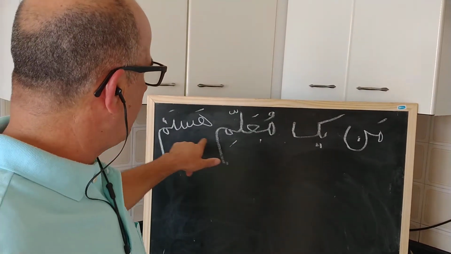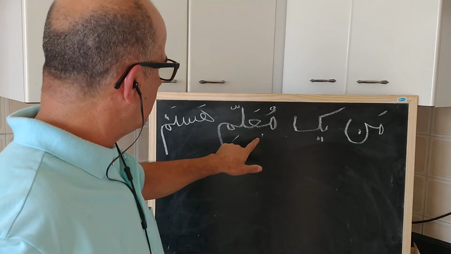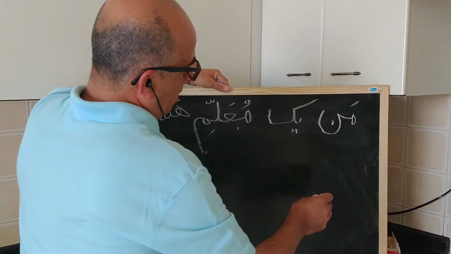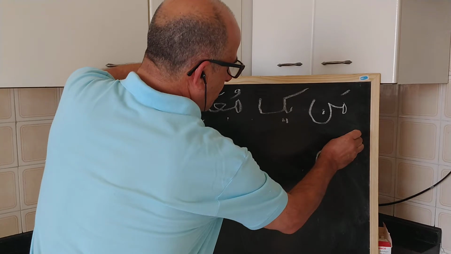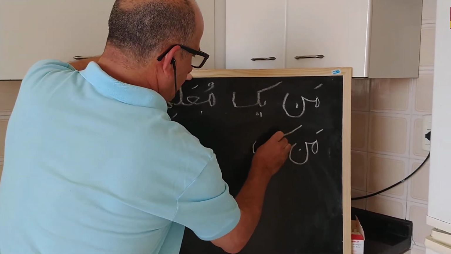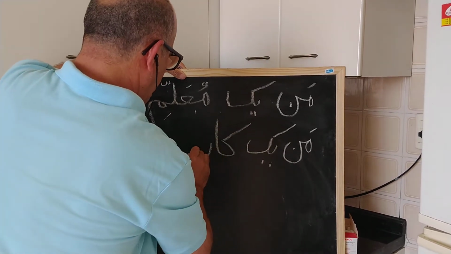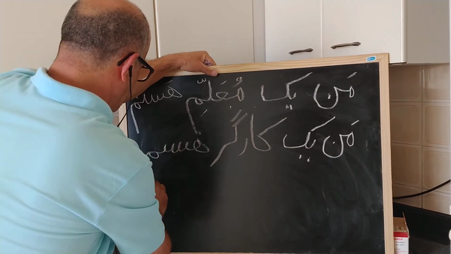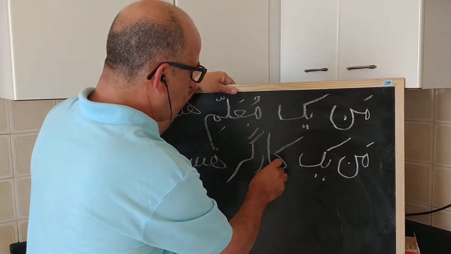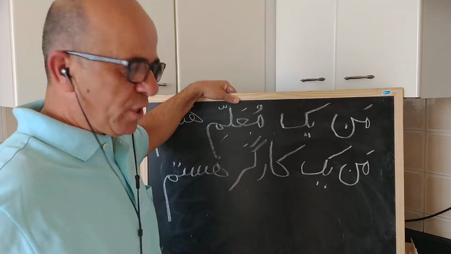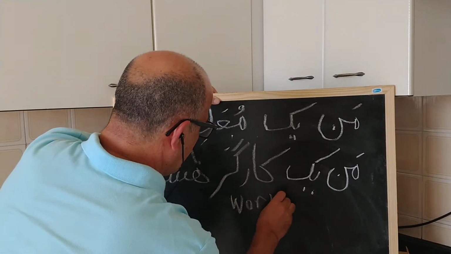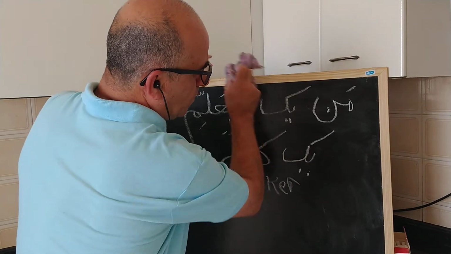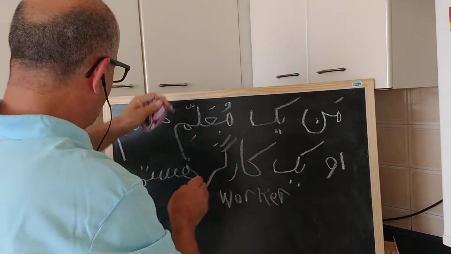So, man yek mo'alem hastam. I am a teacher. Okay. Man yek kargar hastam. I'm a worker. Man yek mo'alem hastam. Man yek kargar hastam. U yek kargar hast.